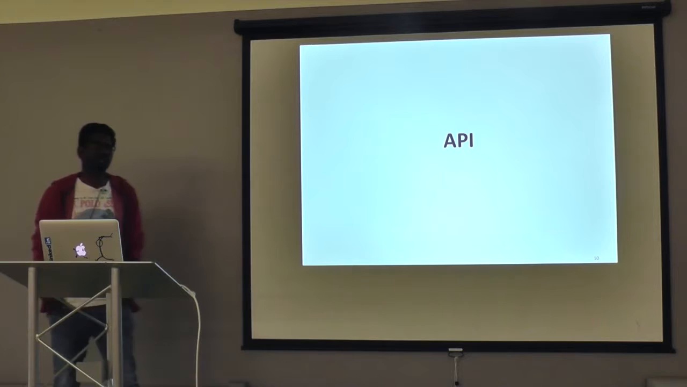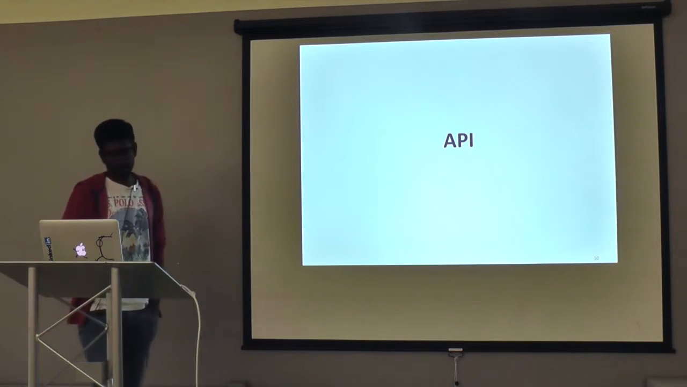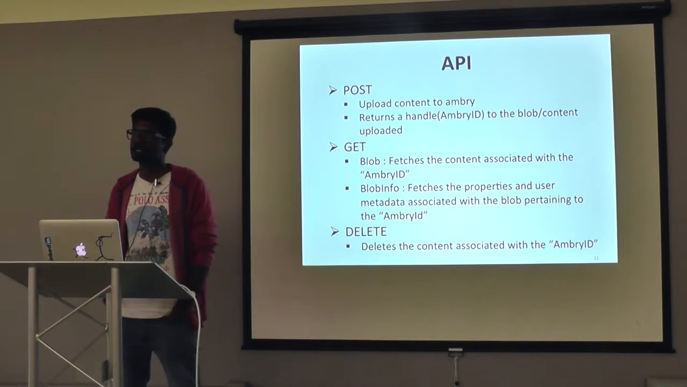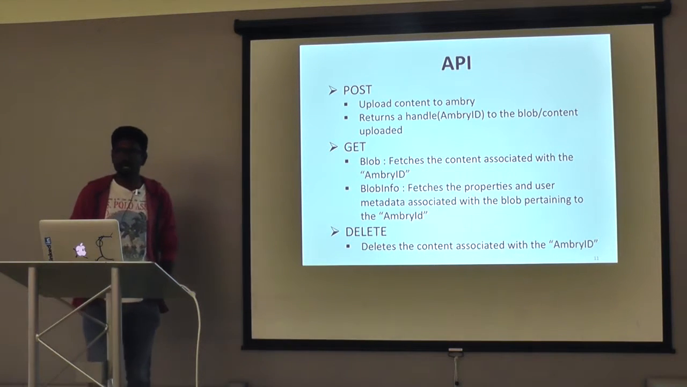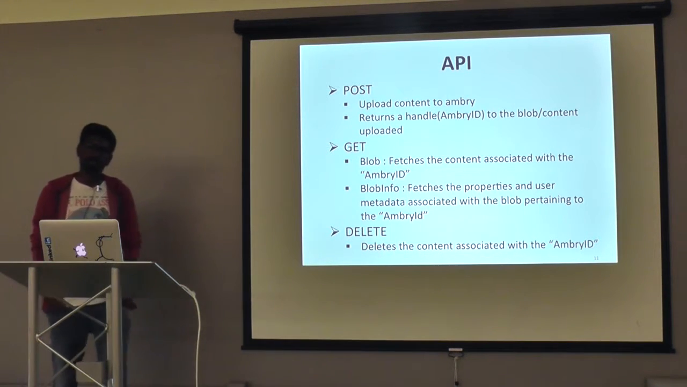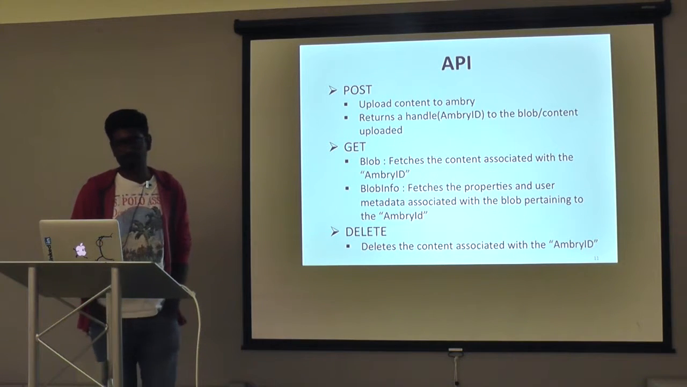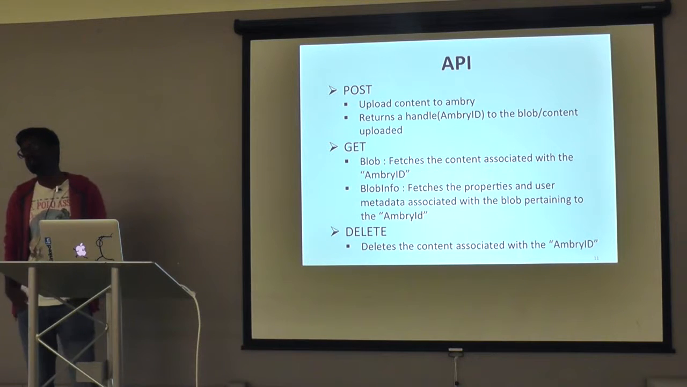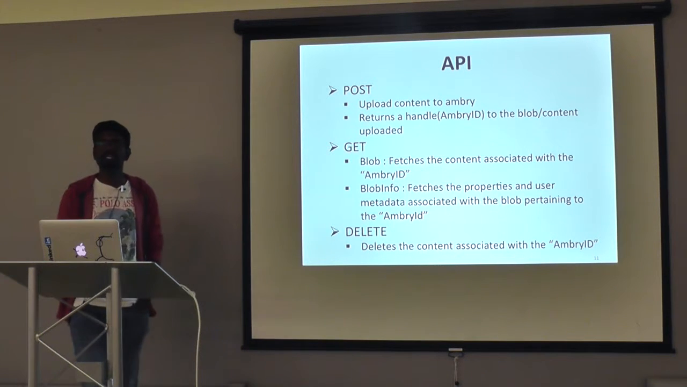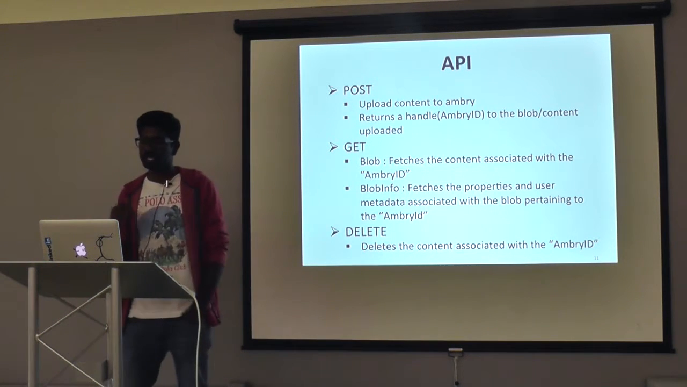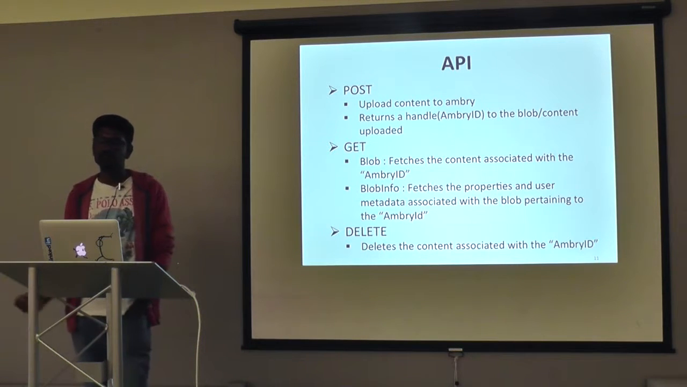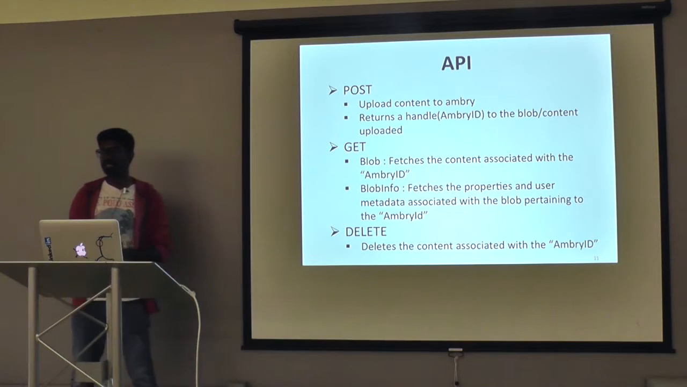What are the APIs Ambry supports? APIs are pretty simple: post, get, and delete. With post, you just upload content. Along with the content, you also specify certain properties along with your blob, and then we return a handle to it. Just remember that Ambry is not a key-value store. So keys are generated within Ambry. You just upload content and we return your handle. Using that handle, you can call get or delete.